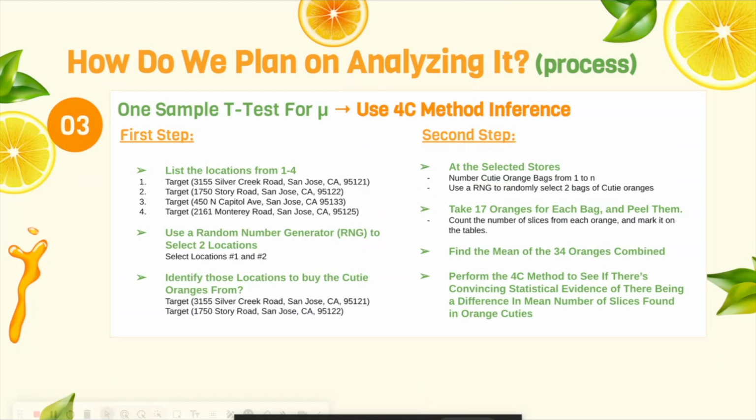Then find the mean of the 34 oranges combined. Perform a 4C method to see if there is convincing statistical evidence of there being a difference in the mean number of slices found in Cuties oranges.